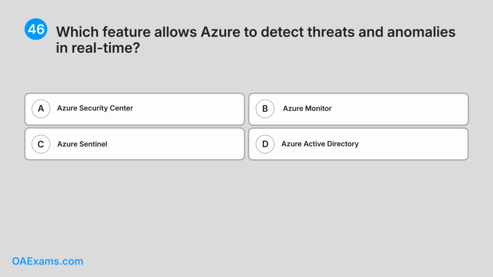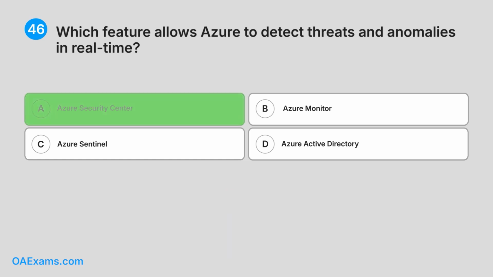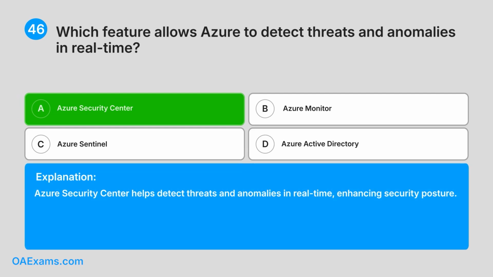46. Which feature allows Azure to detect threats and anomalies in real time? A. Azure Security Center. B. Azure Monitor. C. Azure Sentinel. D. Azure Active Directory. What do you think is the answer? Correct answer. A. Explanation: Azure Security Center helps detect threats and anomalies in real time, enhancing security posture.